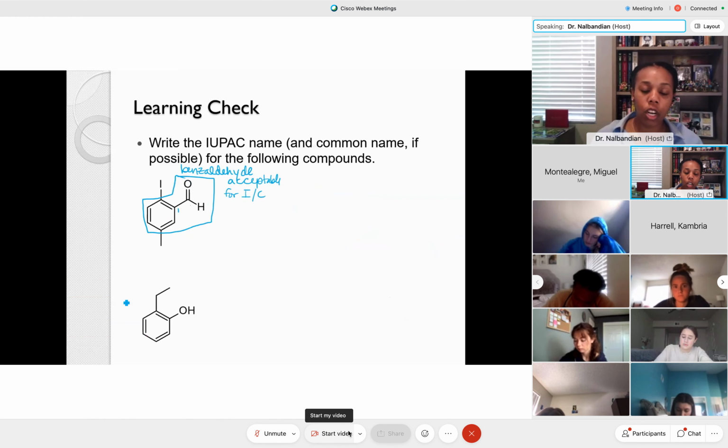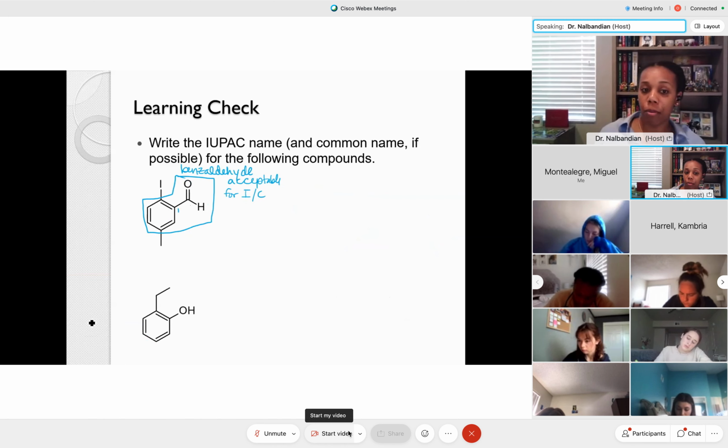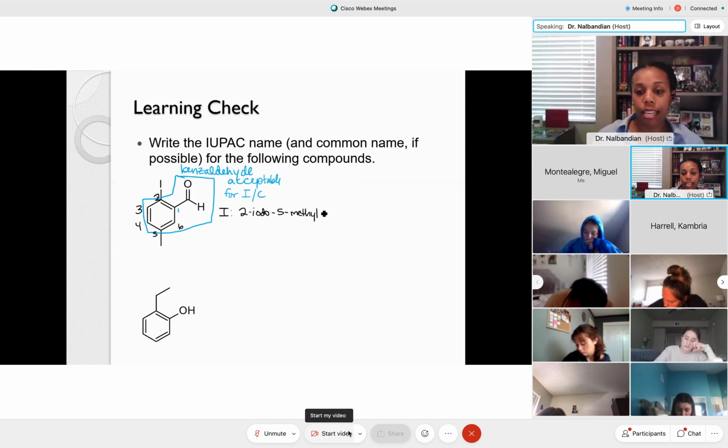So this has to be carbon 1. Then you give everything the lowest number possible based on that being carbon 1. So if that's carbon 1, the lowest numbering possible would be this being 2 and this being 5. So our IUPAC name there would be, in alphabetical order, 2-iodo, 5-methyl, and then benzaldehyde. Not benzene, but benzaldehyde.